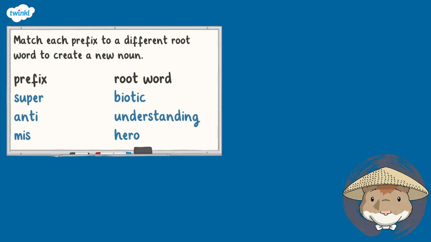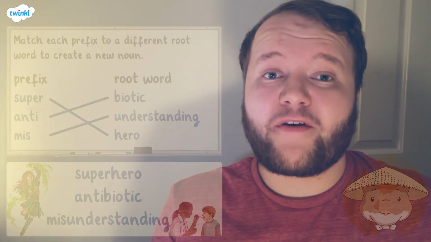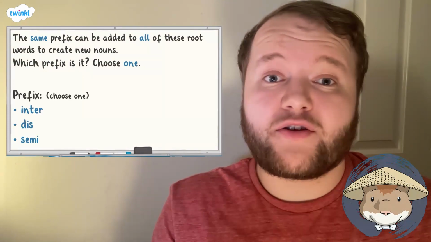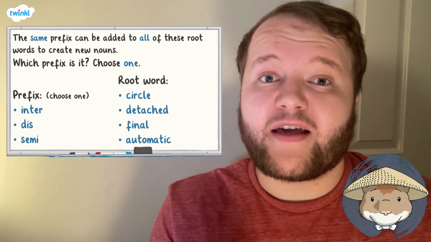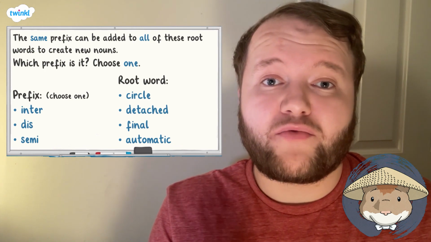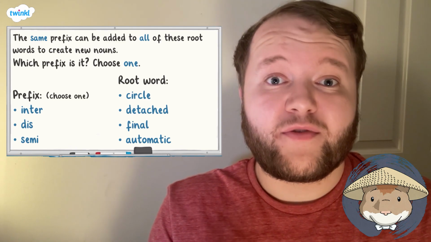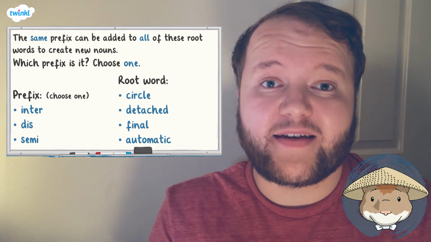Do you have your answers? Great. Well done if you matched super to hero, anti to biotic, and miss to understanding. Superhero, antibiotic, misunderstanding. For this final question, you are being asked to choose just one prefix from the list that can be added to all four of the root words to create new nouns. Top tip, say them out loud and see if they sound right. The prefixes are inter, dis, and semi. The root words are circle, detached, final, and automatic.